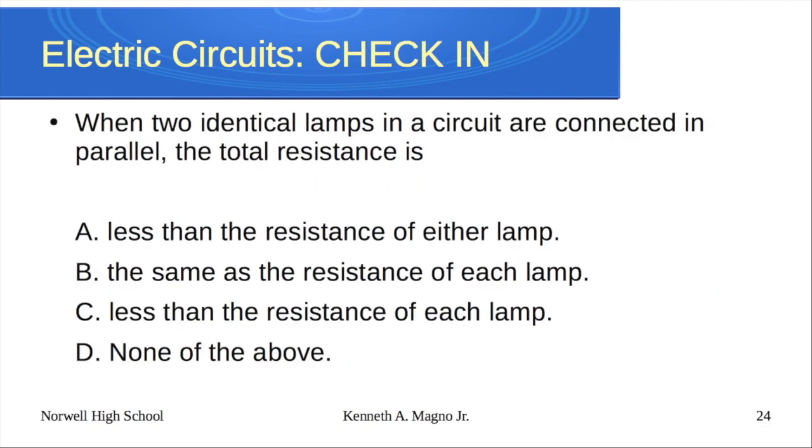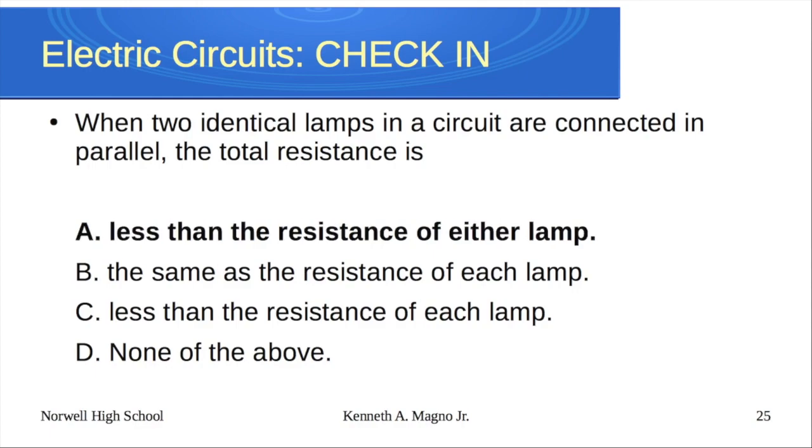So now, when 2 identical lamps are in a circuit and are connected in parallel, the total resistance is less than the resistance of either lamp, the same as the resistance of each lamp, less than the resistance of each lamp, or none of the above. Okay? And the correct one is it's less than the resistance of either lamp, because again, if it was a 10 and a 10, 1 over 10 plus 1 over 10 would be 2 over 10, which is 5. That's less than the resistance of either lamp. But it's not necessarily each individual one we're looking at. We're looking at the whole system. It's going to be less than any of them in the circuit.